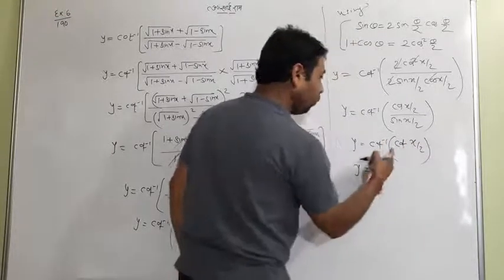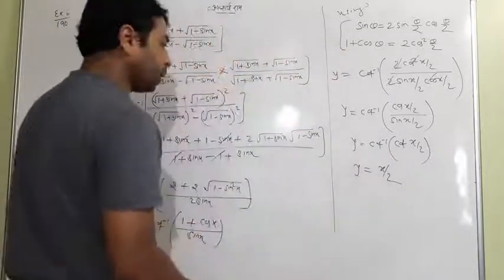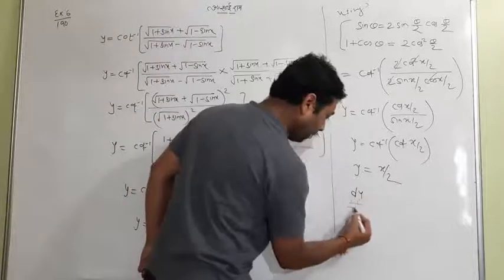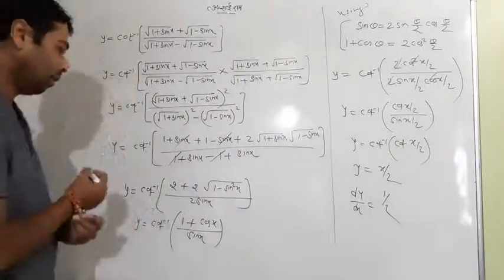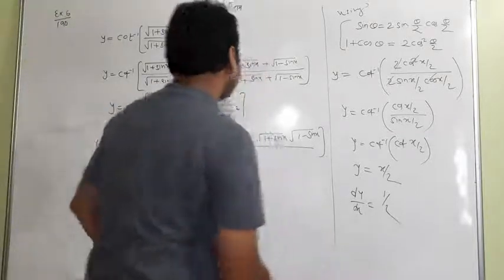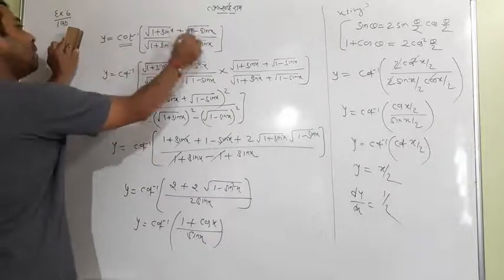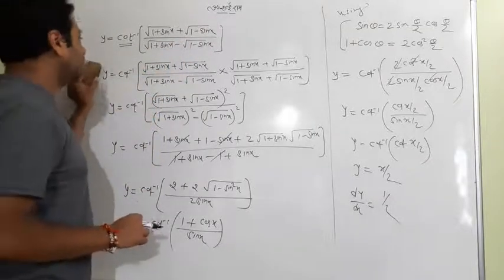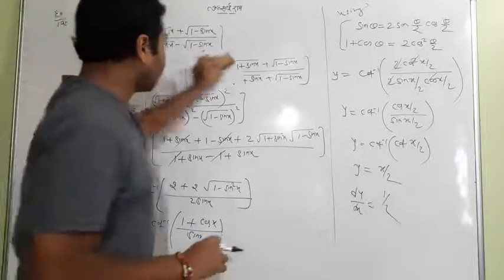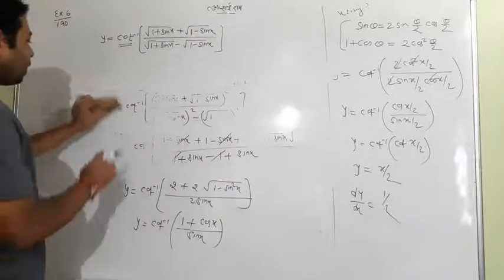And the purpose is fulfilled now. Both cot will cancel each other, remaining y is equal to x by 2. Lastly we got the same, and dy by dx is equal to 1 by 2, because the differential of x is 1. So this is the question. I hope you have got by now that if the inverse function is coming with this kind of function along with sine or cos, you just have to simplify and do the differentiation. So let me write it now.